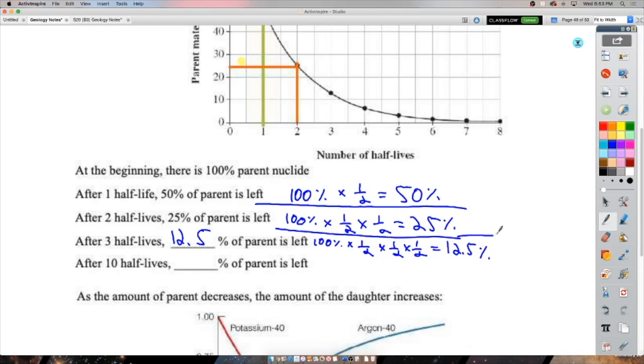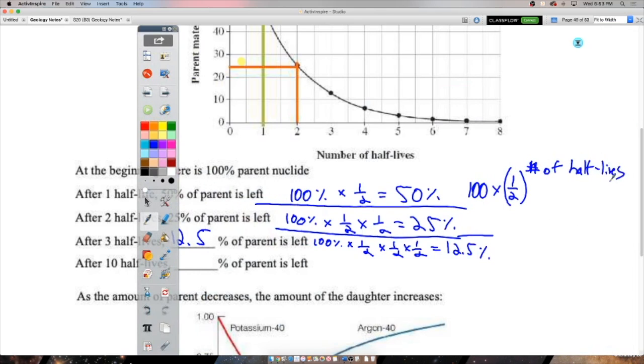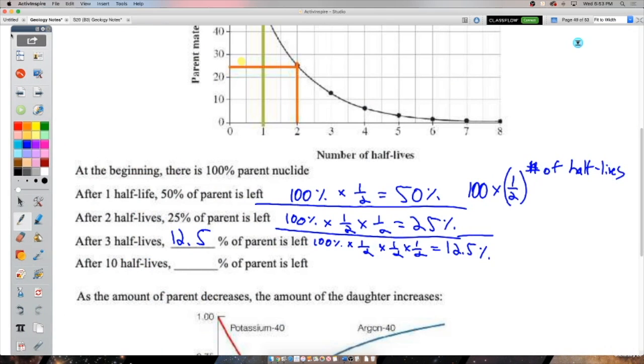You might notice, what are we doing here? We're taking 100 times 1 half to the power of the number of half-lives, right? Because every time a half-life goes by, we're going to multiply by 1 half. So put it to the power of that, right? So after 10 half-lives, we would take 100% times 1 half to the power of 10. And you'll get that about 0.1% of parent is left.